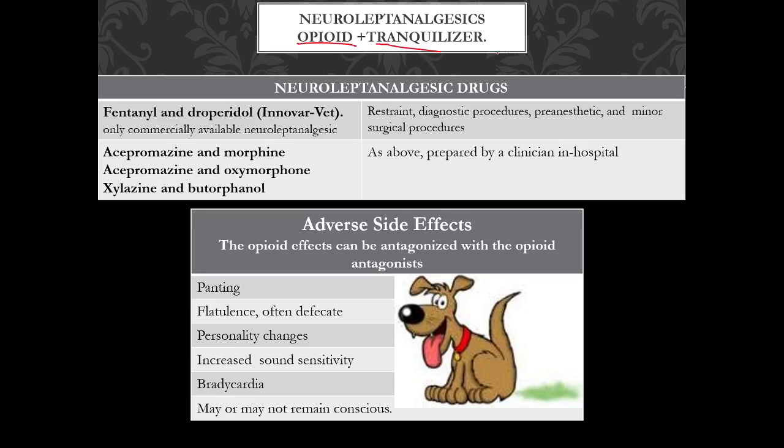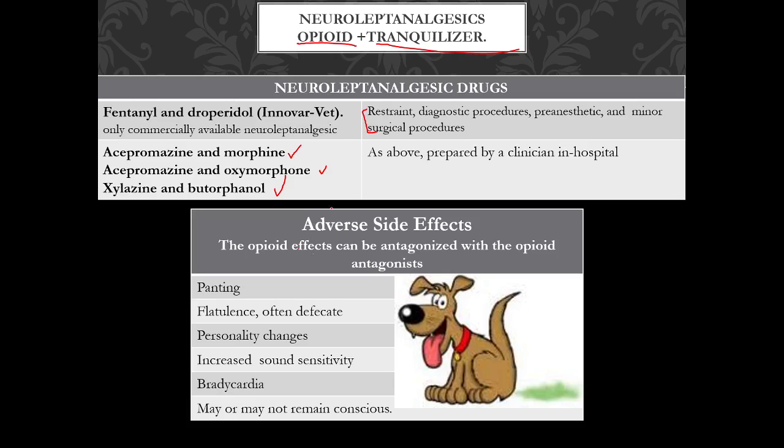Neuroleptalgics are opioids plus tranquilizers. So when we're combining fentanyl and droperidol, this is Innovar-Vet. It's the only commercially available neuroleptalgic. It is expensive, so we don't see it used very often. Used for restraint, diagnostic procedures, pre-anesthetic, and minor surgical procedures. We can make our own using acepromazine and morphine, or acepromazine and oxymorphone, or xylazine and butorphanol, or any number of combinations. We're going to use this in the same way as Innovar-Vet.